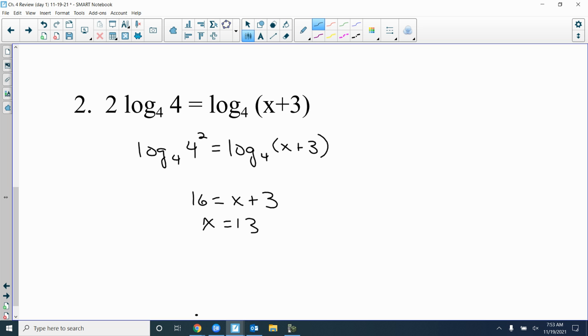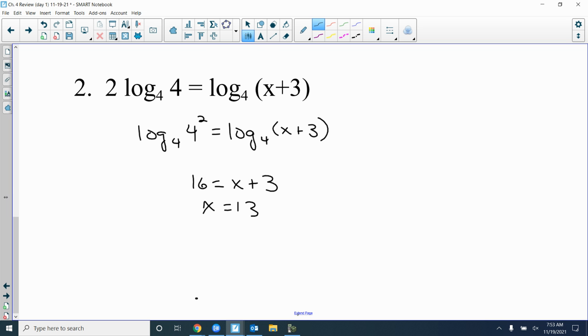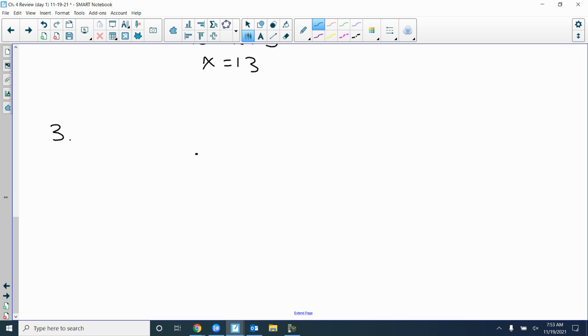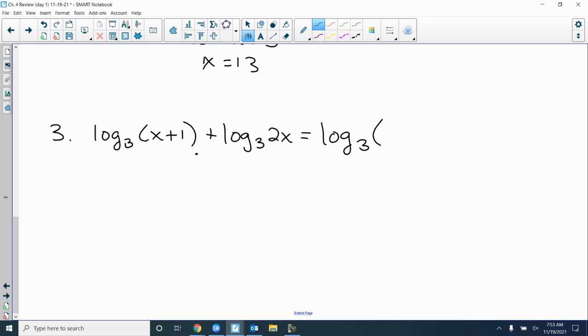All right, I need to do one more here because if I don't, it won't be good. So let's take a look at this third one. Let me throw this in here. Log base 3 of x plus 1 plus log base 3 of 2x equals log base 3 of 3x plus 1.